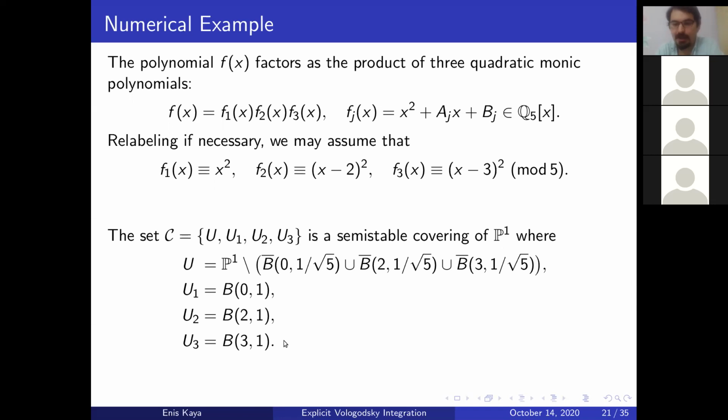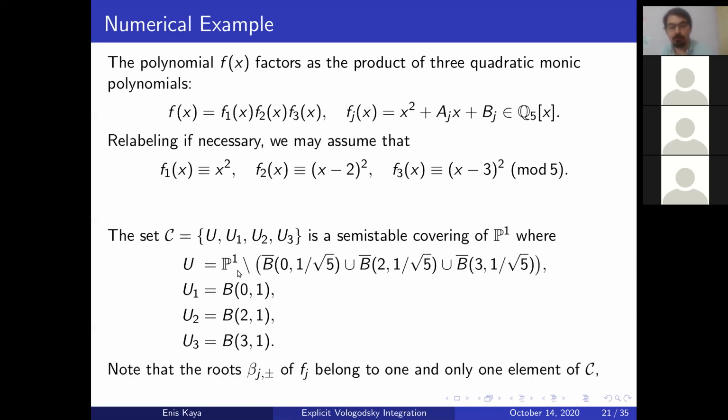So, I mean, yeah, it is not clear to see this, but this is exactly what it is. So the algorithm basically gave this. And as you see here, we remove 3 closed disks from P1. But for example, this closed disk is contained in this open disk. So the union of all of them gives P1. I'm going to show you a picture. It will be clearer.